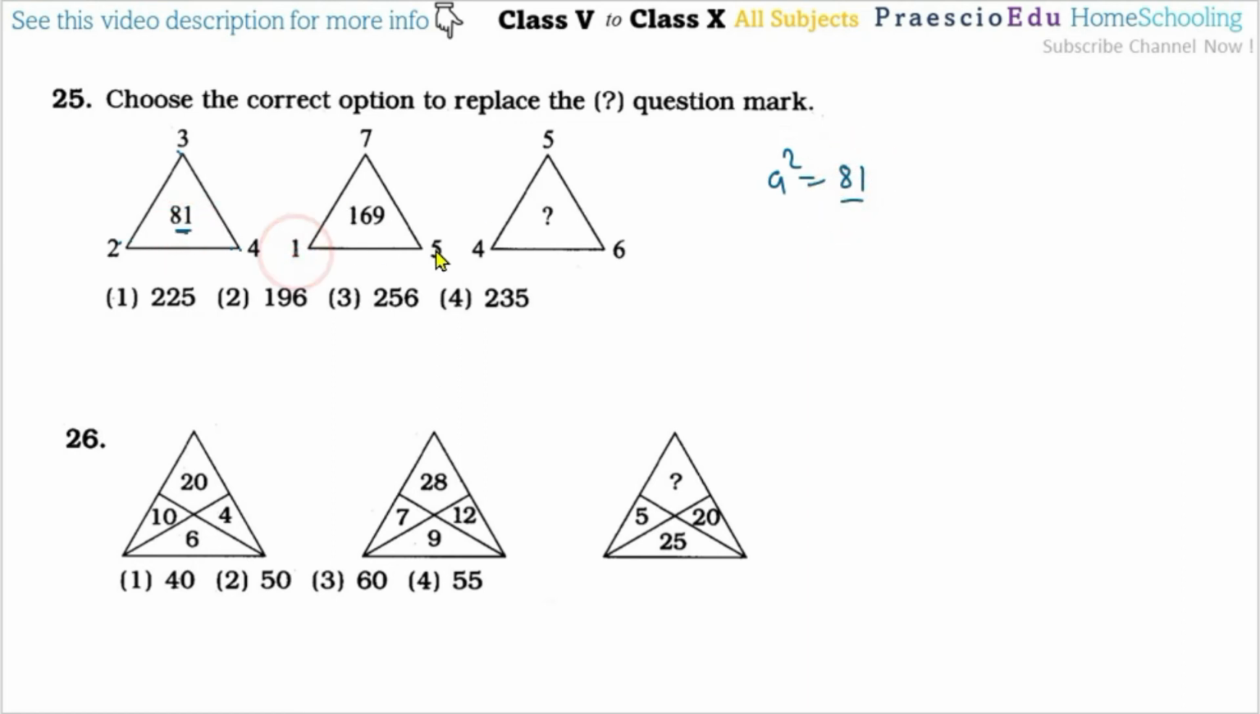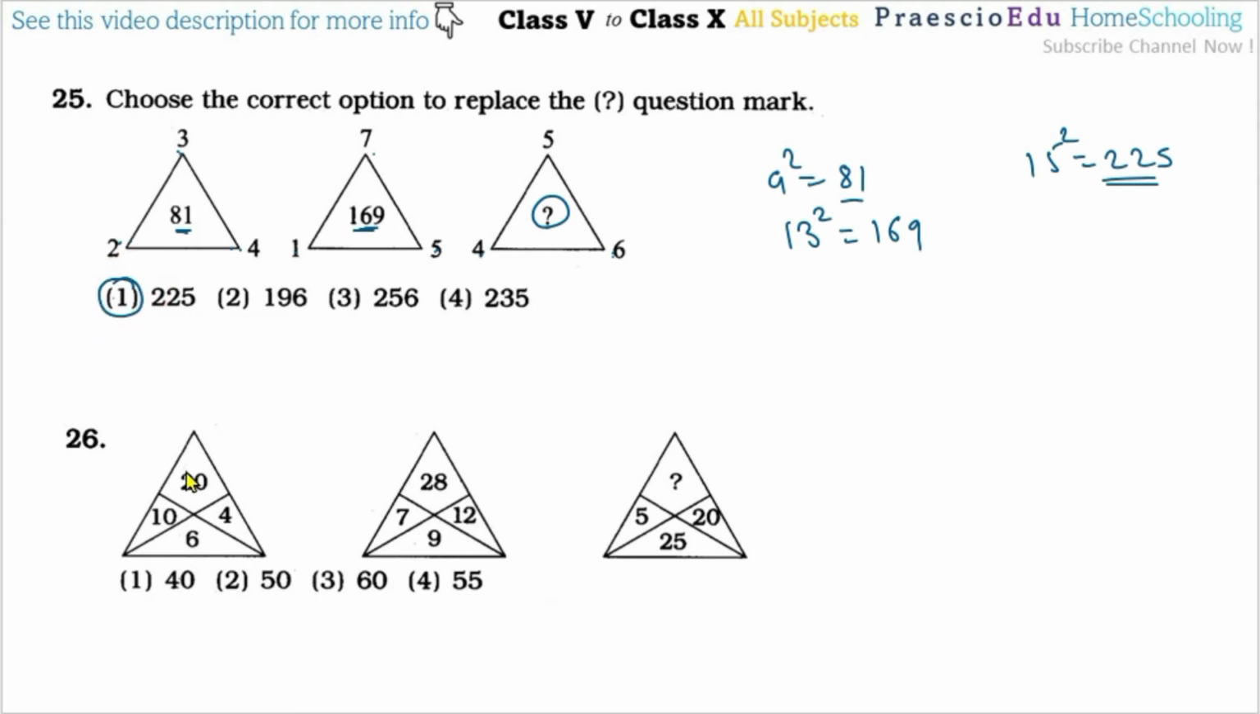Same, 1 plus this 5 is 6, 6 plus this 7, that is 13. 13 square is 169. This is present inside the triangle. So the same rule we have to apply here. 4 plus this 6 is 10, 10 plus this 5 is 15, and 15 square is 225. So this 225 can be replaced to the question mark, and this is given in option number 1.